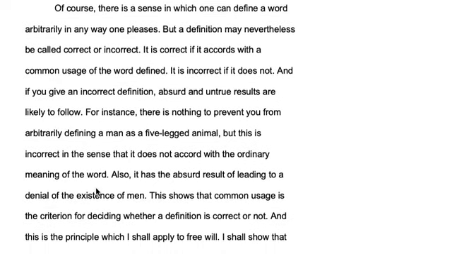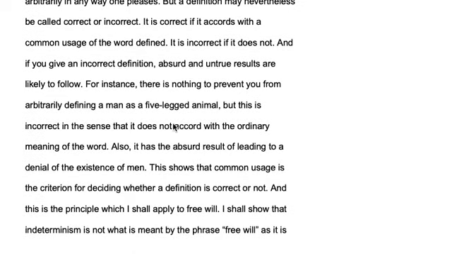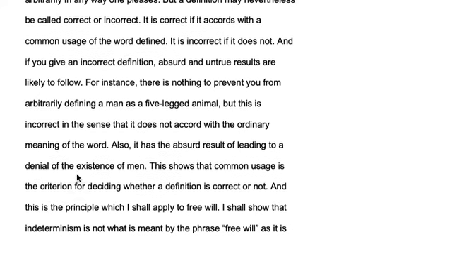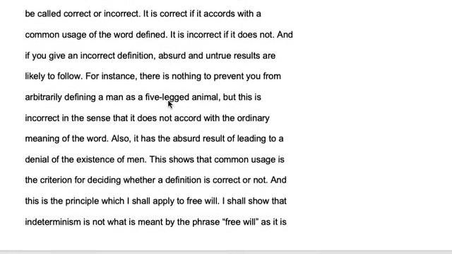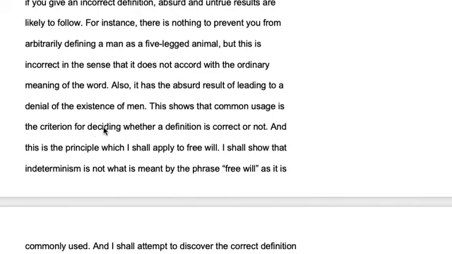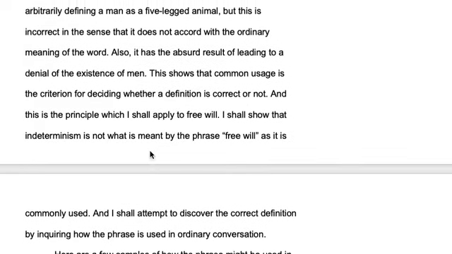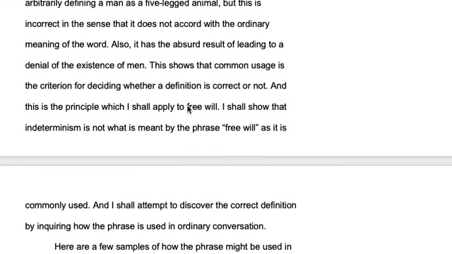So then he goes on to say, also it has the absurd result of leading to the denial of the existence of man. So this shows, right? So this is actually the conclusion, right? That common usage is the criterion for deciding whether a definition is correct or not. And this is the principle which I shall apply to free will. And really what I would do here is I would put quotation marks around "free will" because that is the term he wants to focus on.